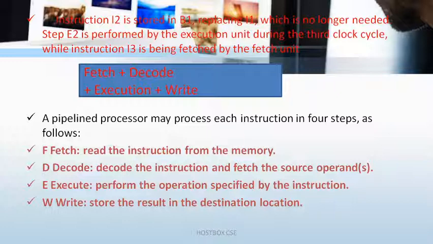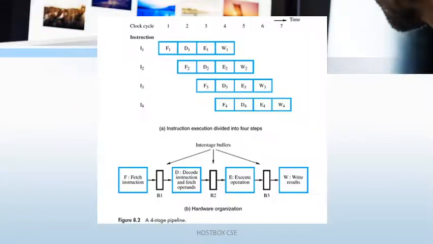Here, based on the diagram, instruction I2 is stored in B1, replacing I1, and step E2 is performed by the execution unit during the third clock cycle, while instruction I3 is being fetched by the instruction fetch unit. This diagram is very important, so simple and easy. Fetch, decode, execute and write. That is the major principle. The instruction execution is divided into 4 steps, and the diagram is very important.